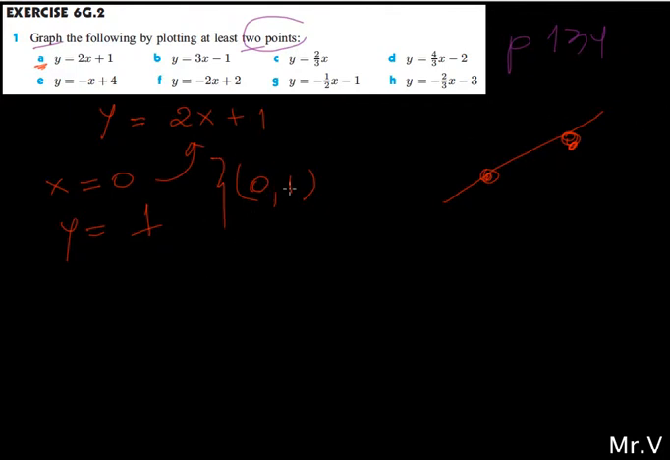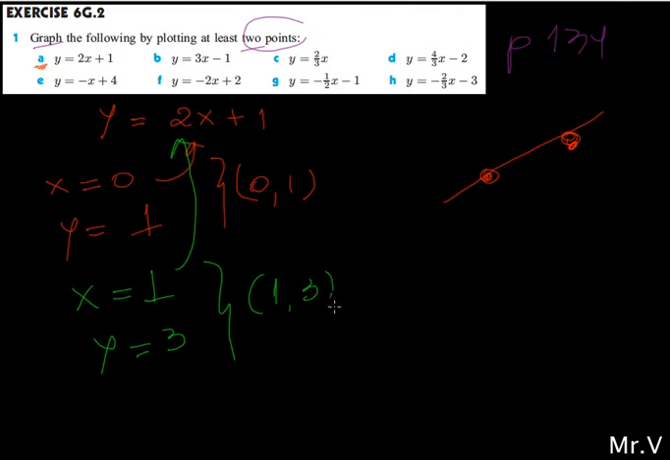Now I need the second point. So instead of x equals 0, I choose another number that is very easy for me to compute. So here let's choose 1, just like that. Then I replace: 2 times 1, that's 2. 2 plus 1, 3. There you go. Now you have your second point: x coordinate 1 and y coordinate 3. Done.